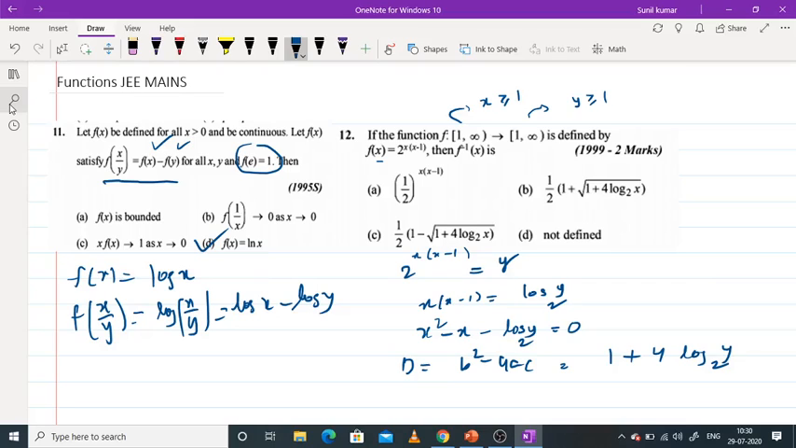So here when I go for minus b plus or minus root of b square minus 4ac, you have x equal to 1 plus or minus root over 1 plus 4 log y to the base 2 upon 2a, that is 2. You know the x value should be greater than 1, so 1 से ज़्यादा होना चाहिए, यानी कि plus. This is your answer.